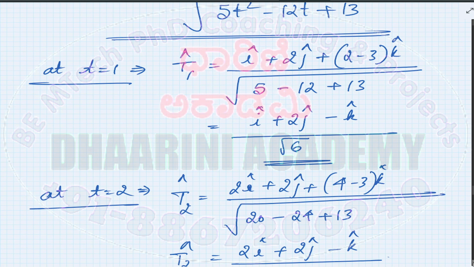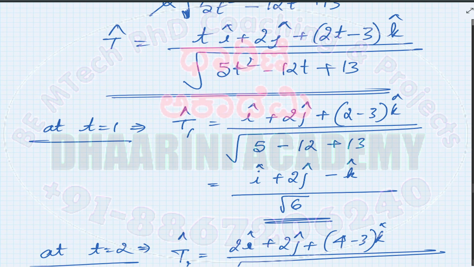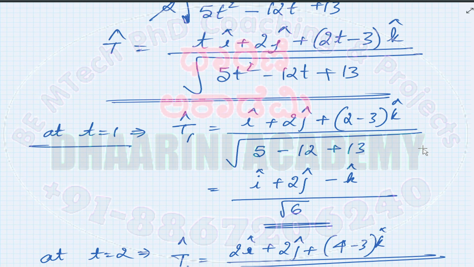Put t equal to 1 in the above equation. Just now we got an answer, that is t cap, in this particular equation. In this equation of t cap, what do you do? Put every t equal to 1. So you can see that this is 1 into i cap, 2 j cap plus 2 into 1 minus 3 into k cap, whole divided by root of 5 minus 12 plus 13. So that simplified to i plus 2j minus k whole by root 6.